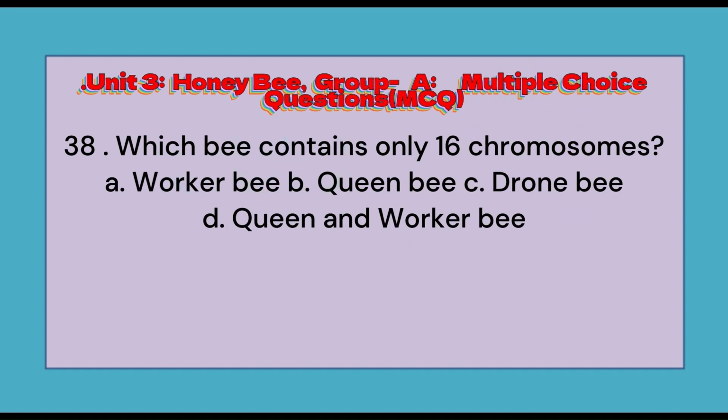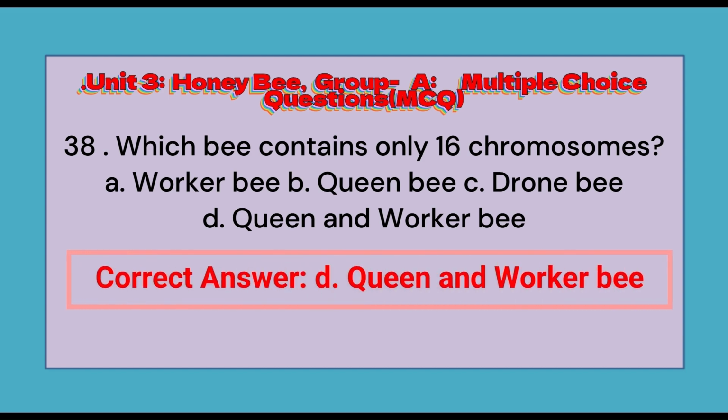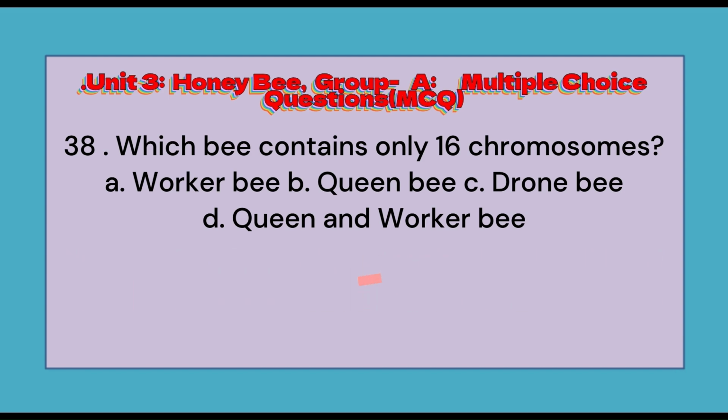38. Which bee contains only 16 chromosomes? A. Worker bee. B. Queen bee. C. Drone bee. D. Queen and worker bee. Correct answer: D. Queen and worker bee.